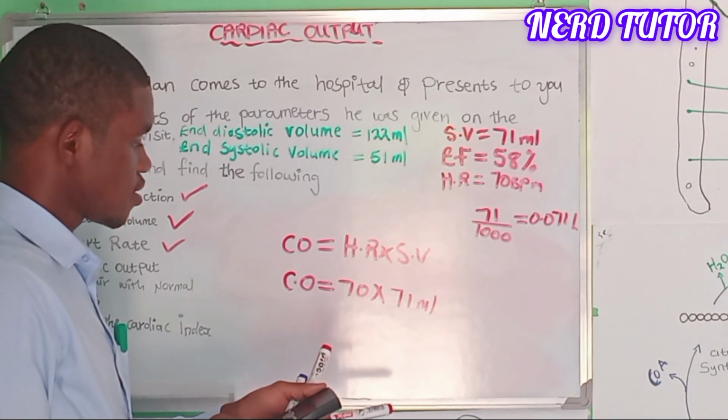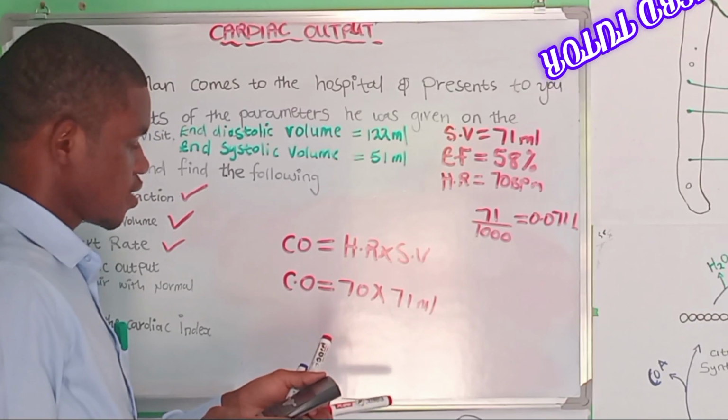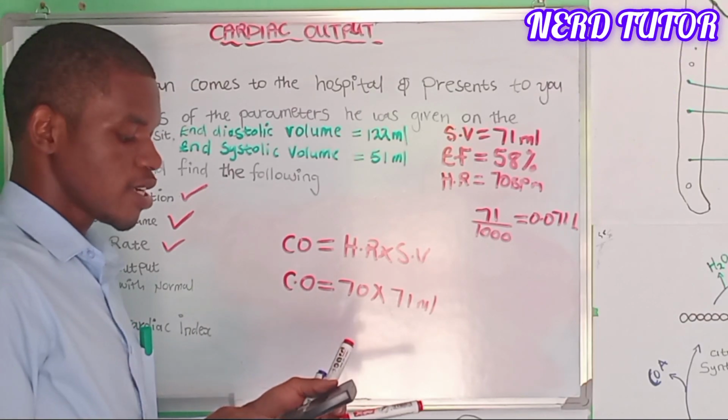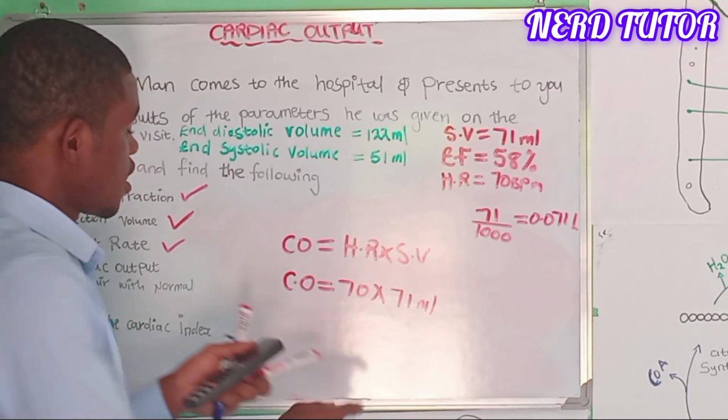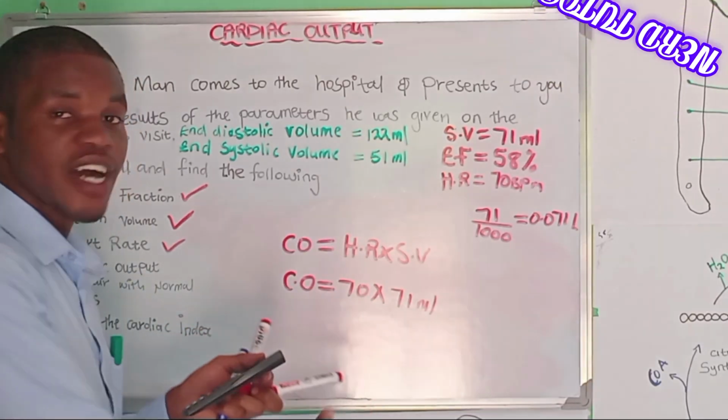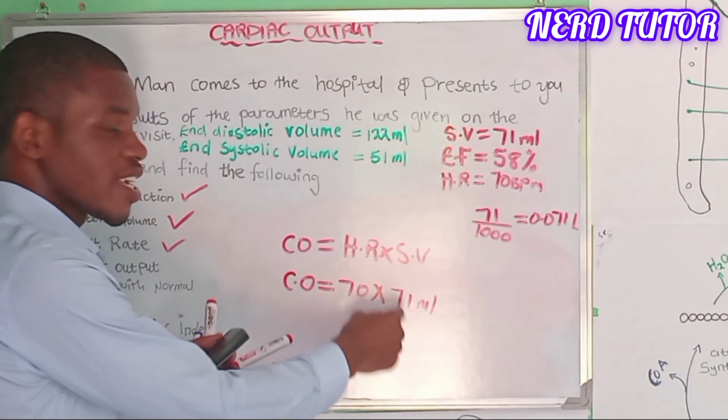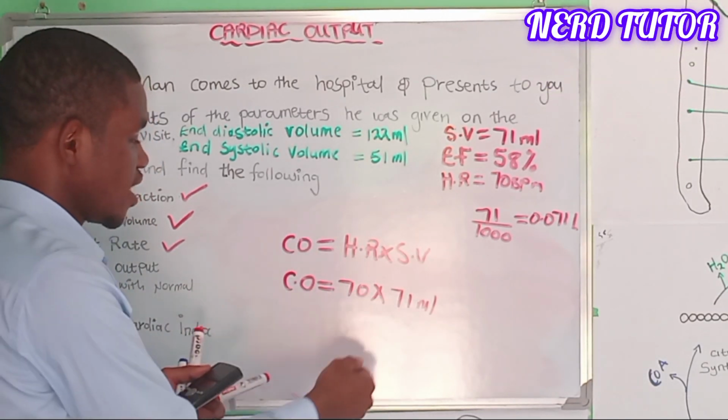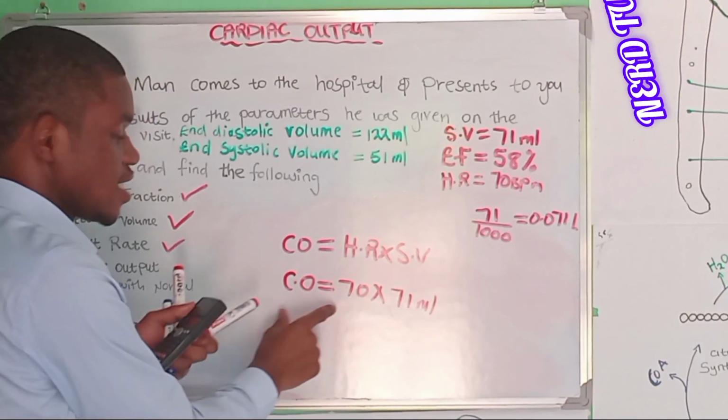70 times 71, what are we getting? We're getting 4,970. Those are milliliters per minute, because this is beats per minute. That is our cardiac output.